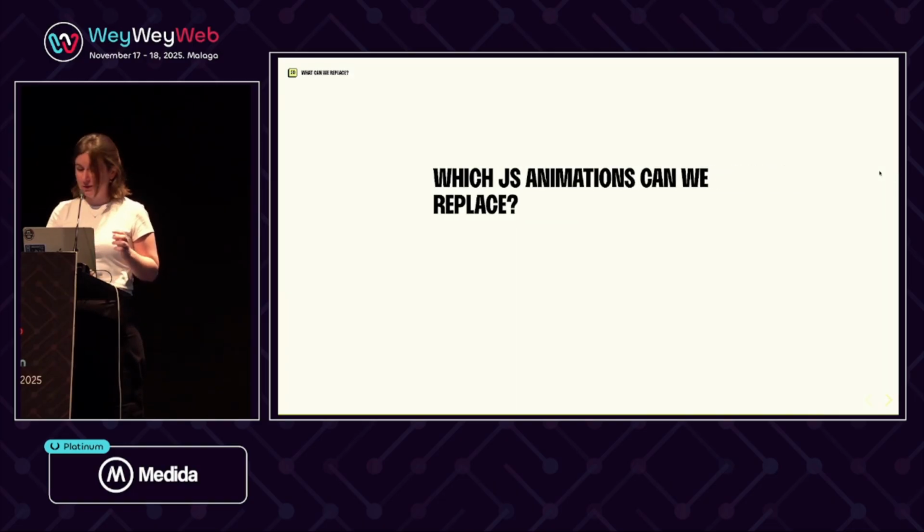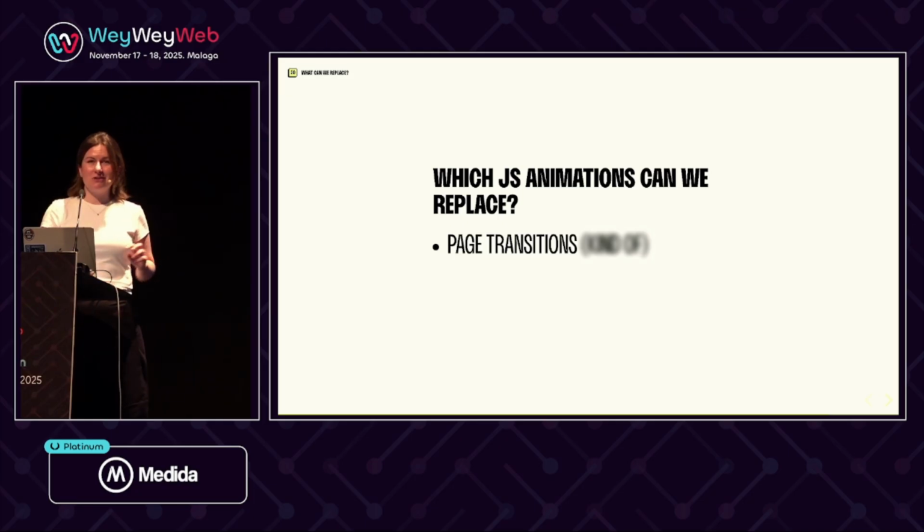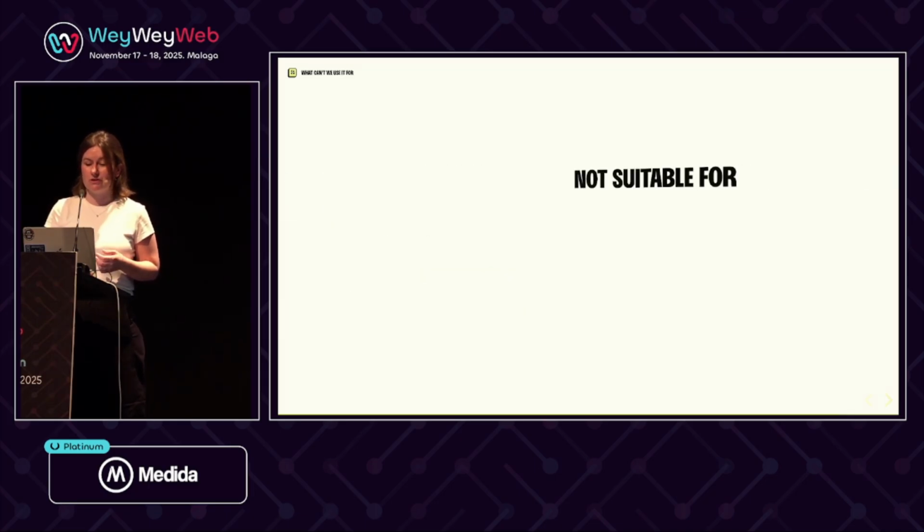Okay, sorry, which JavaScript animations can we replace with this? So page transitions, kind of, not in Firefox yet, but the defaults are great, because when view transitions are not supported between pages, it will just go to the next page, it will just not be animated. And we can also replace things that we used to do with the flip library from GSAP, so JavaScript triggered flip animations are also perfect to do with view transitions now.